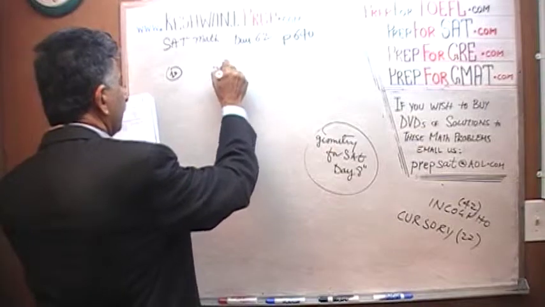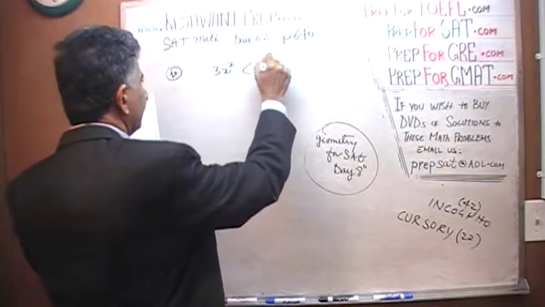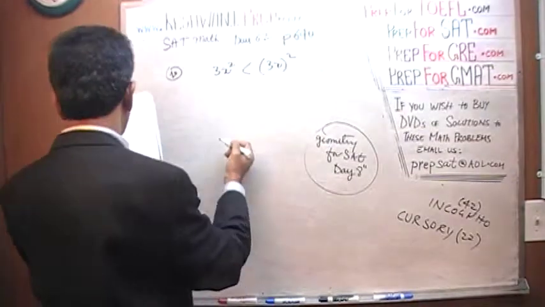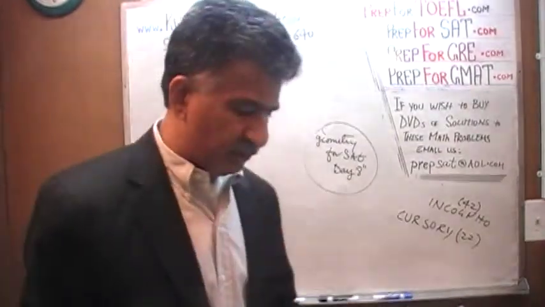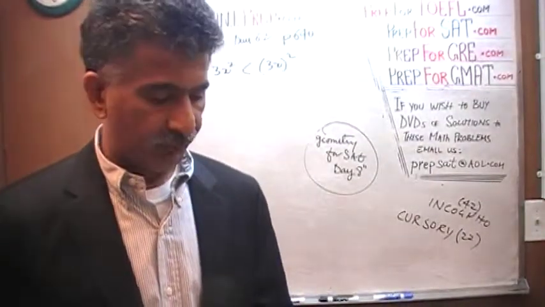In number 10 we are told that 3x squared is less than 3 times x whole squared, and the question simply is, for what value of x is the statement above false? For what value? And A is negative 3.